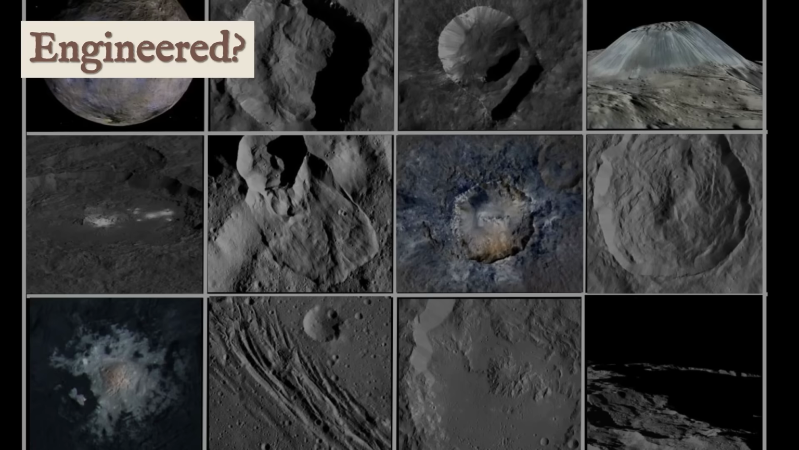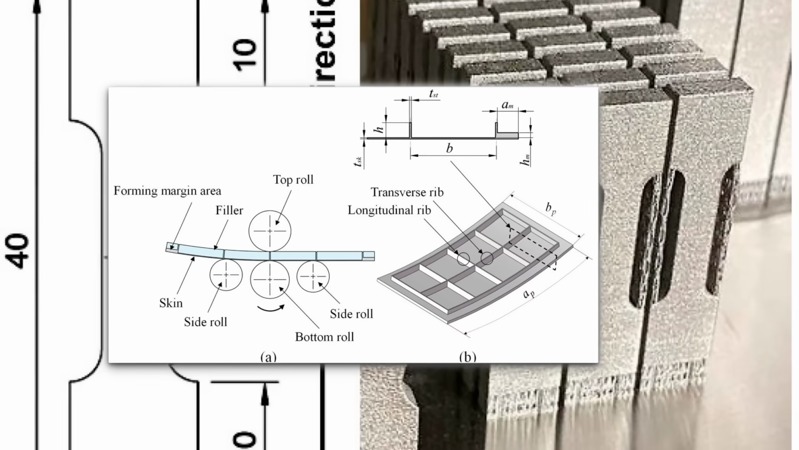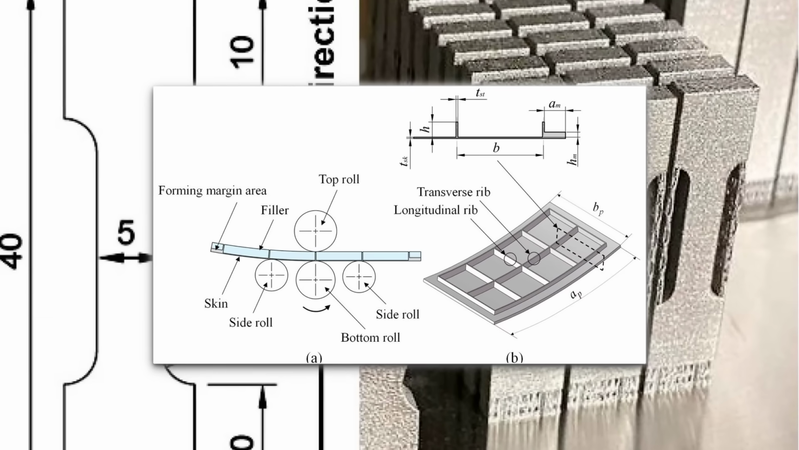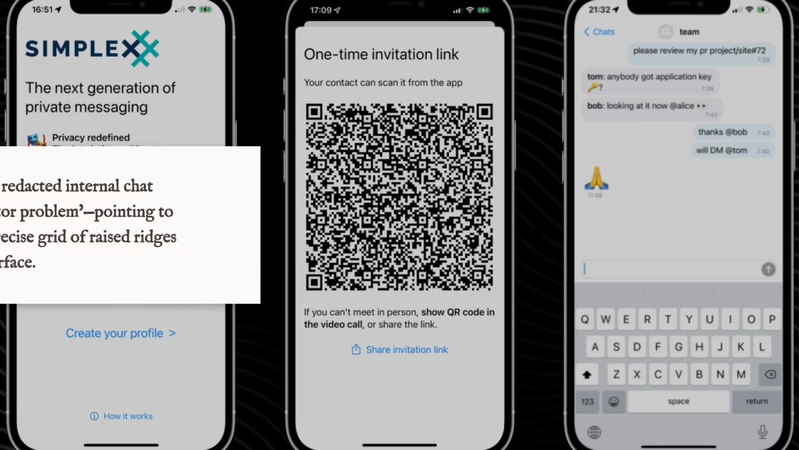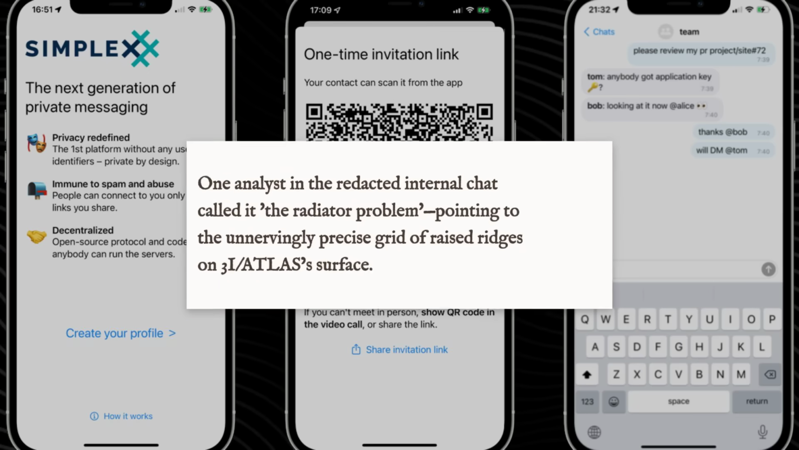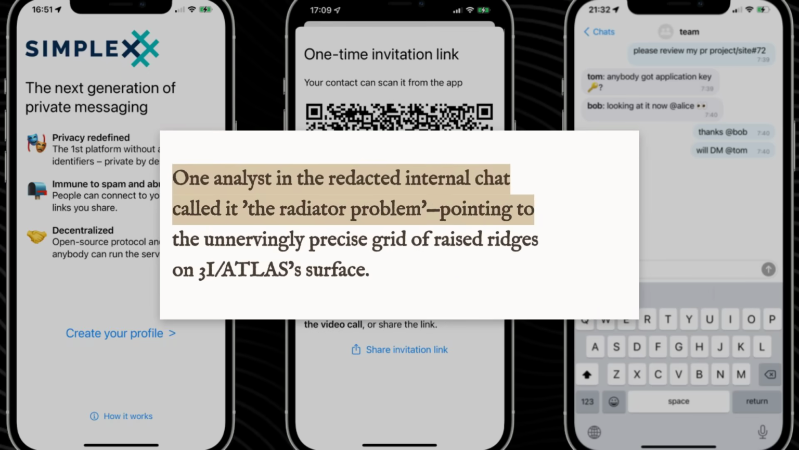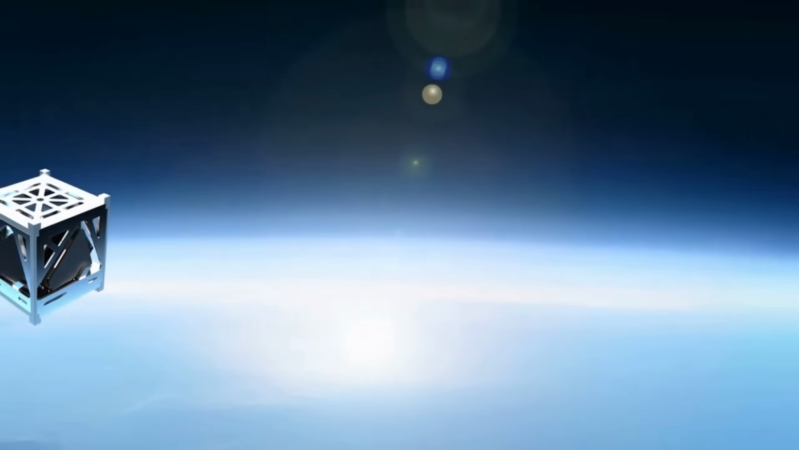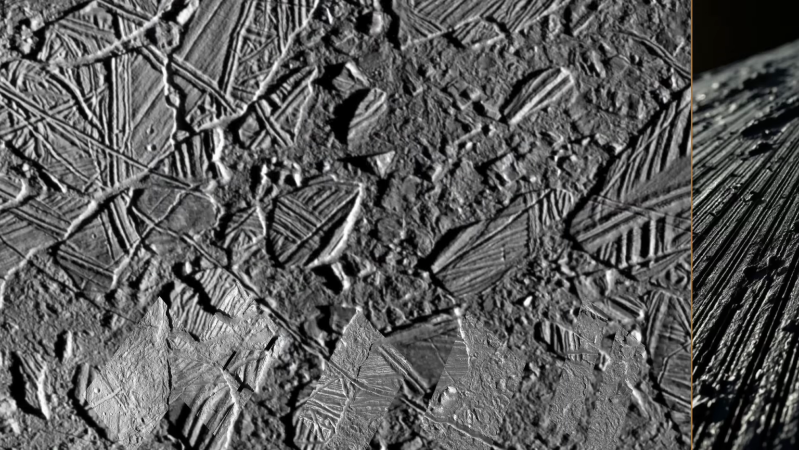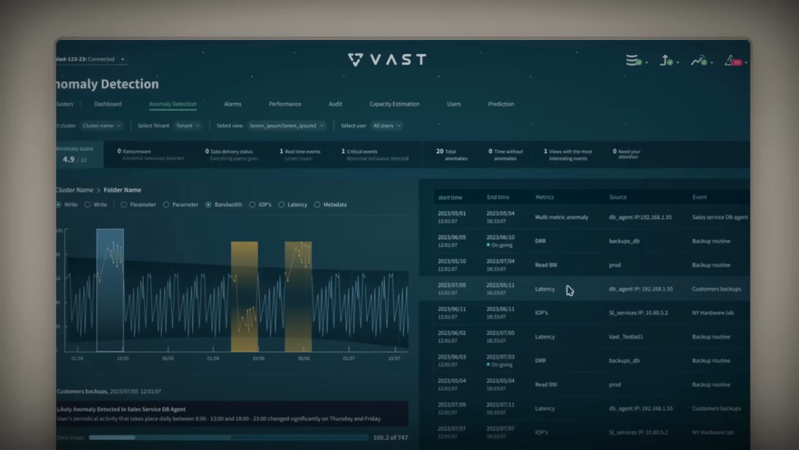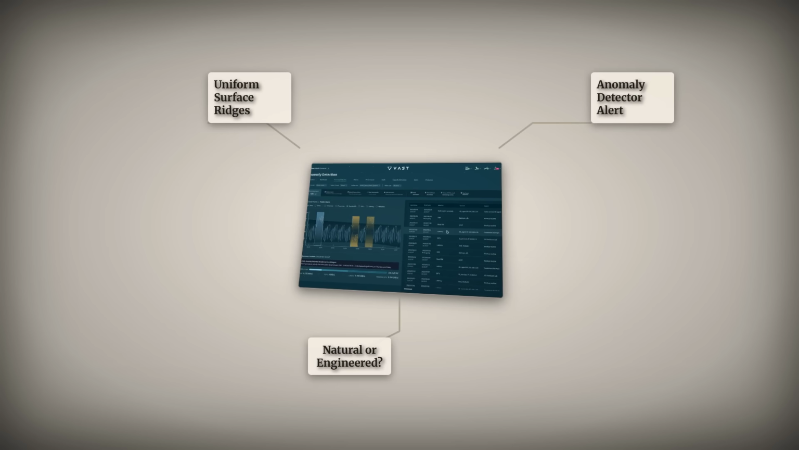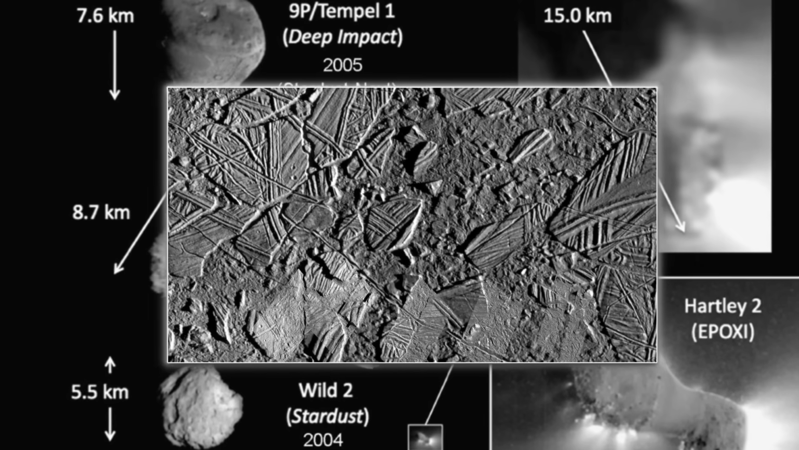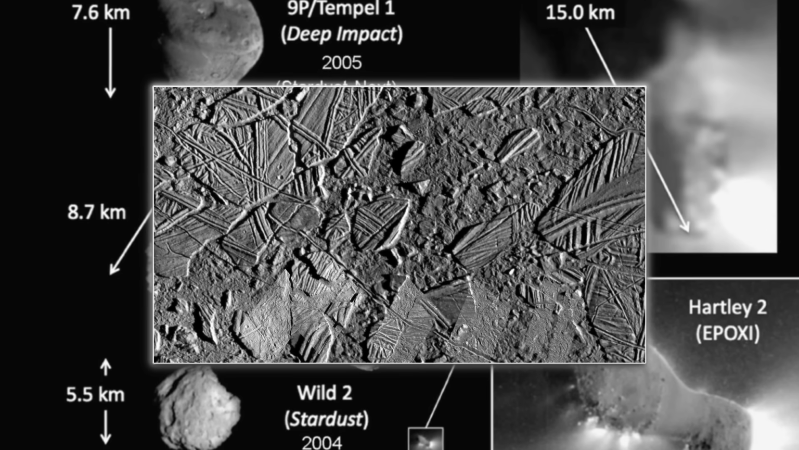Not the ragged fissures of a fractured rock, but ribbed lines, running parallel for kilometers with branching right angles that defied the chaotic geometry of ice and dust. One analyst, quoted in a redacted internal chat, called it the radiator problem, referring to a gridwork of raised ridges, spaced like the cooling fins on spacecraft heat sinks. Those ribs cast shadows at dawn and dusk, their regularity so striking that the software's anomaly detector flagged the pattern as artificial.